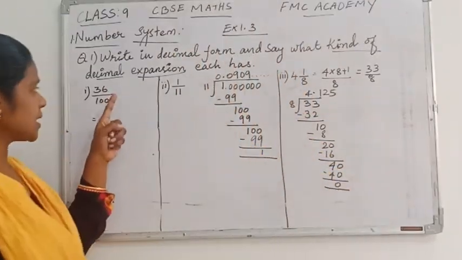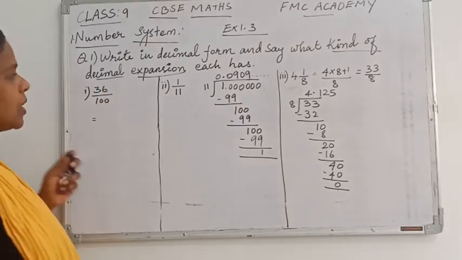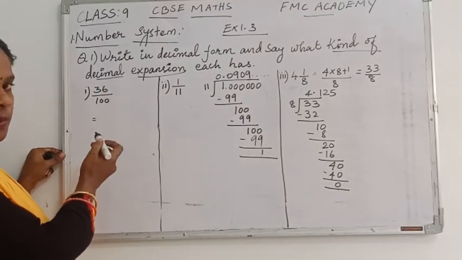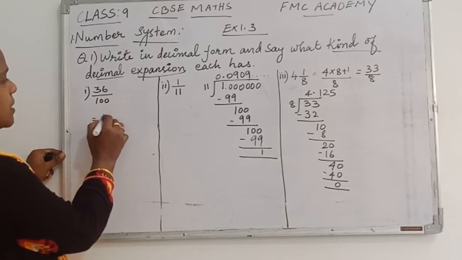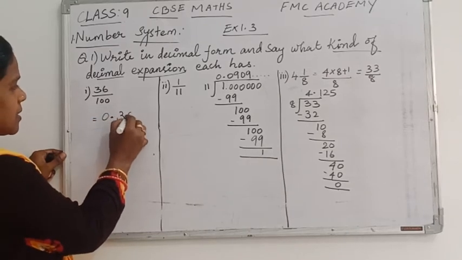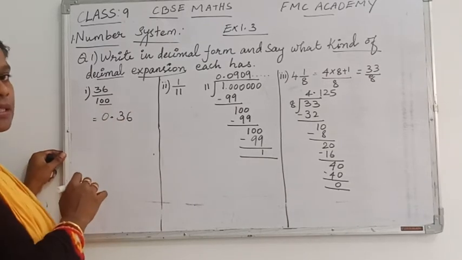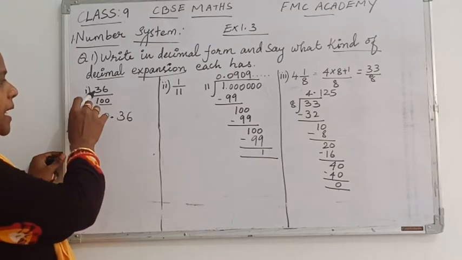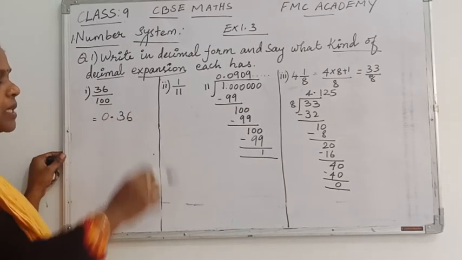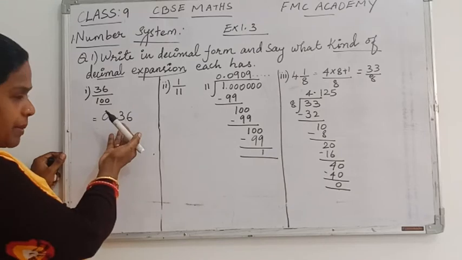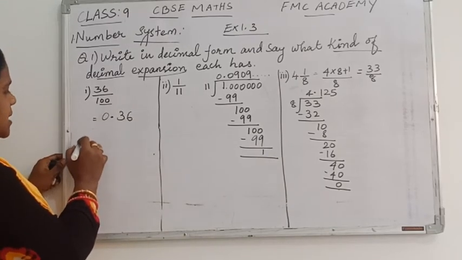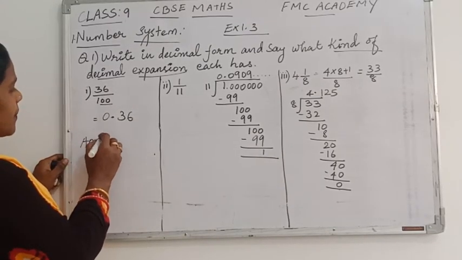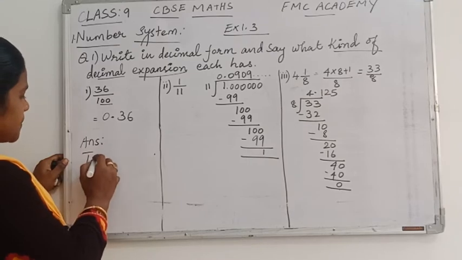So the first one, 36 by 100, you can directly write the decimal expansion of this one, that is 0.36. Since there are two zeros in the denominator, you just keep a decimal after two digits, so we are getting 0.36, and it is terminated. So we can write the answer as terminating decimal.